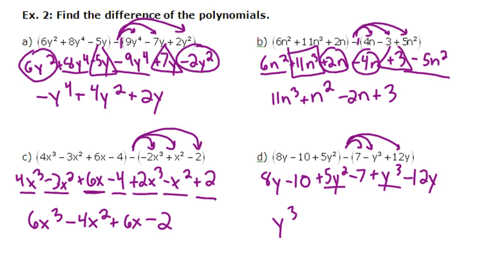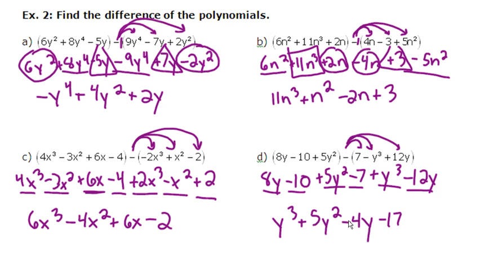Then I have 5y squared. There's only one of those, so plus 5y squared. Then I go to the y's. 8 and negative 12 make negative 4y. And then my numbers. Negative 10 and negative 7 make negative 17.